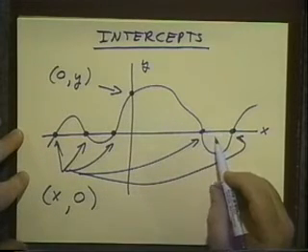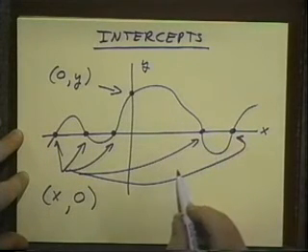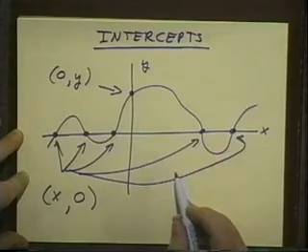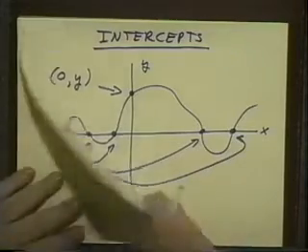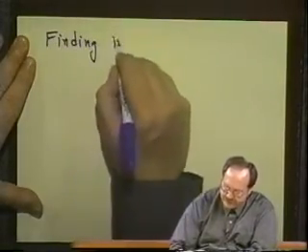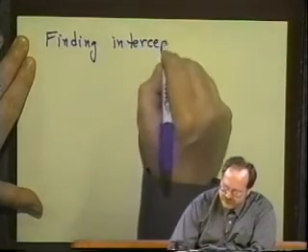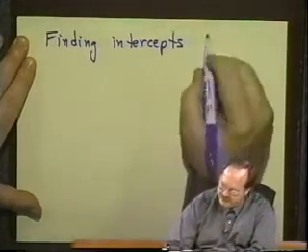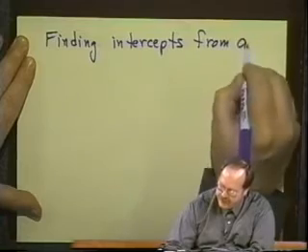Now, if I have a picture, it's easy to find the intercepts. What I'd like to do is look at the equation and find the intercepts from the equation. So let's examine that procedure. Finding intercepts, and those are either the x or the y intercepts. Finding intercepts from an equation.